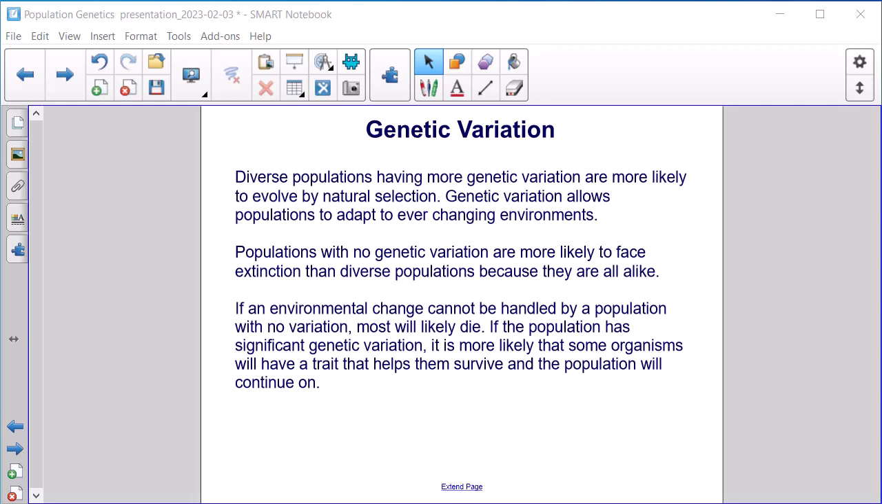If the population has significant genetic variation, it is more likely that some organisms will have a trait that helps them survive, and the population will continue on.